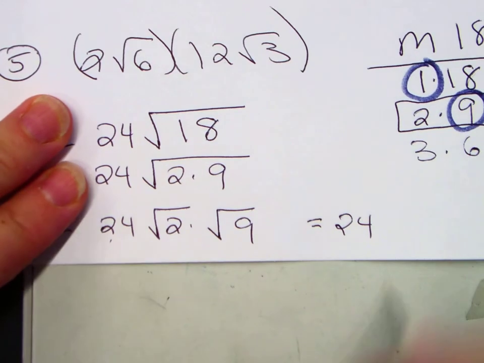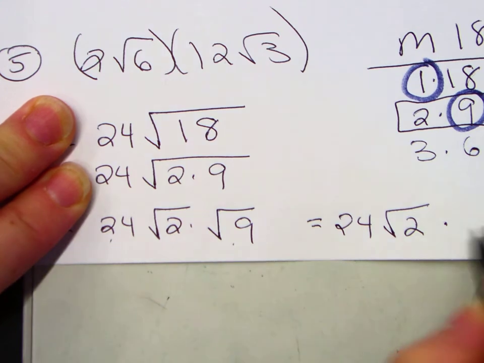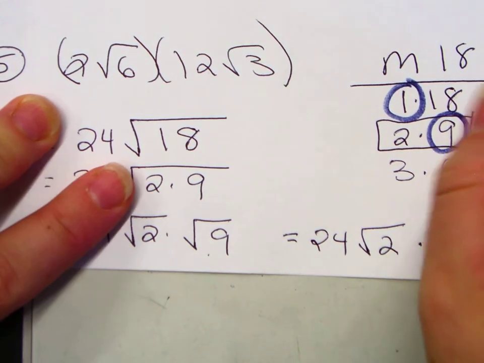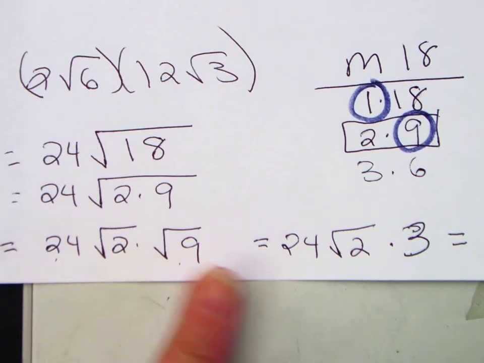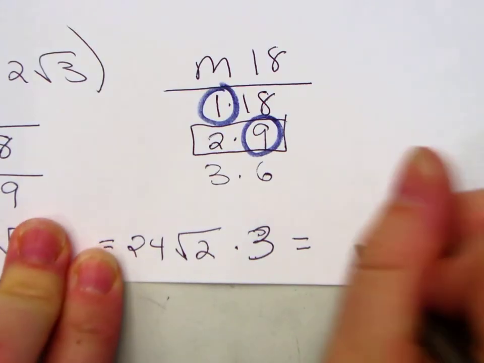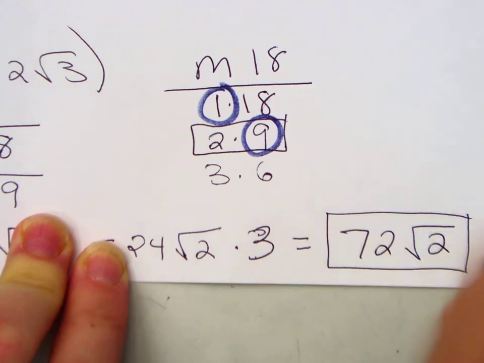Can I do anything to radical 2? Rewrite it. Can I do anything to 9? Yeah, the square root of 9 is 3. And then the last, I keep moving it. In the last step, these two numbers not under the radical can multiply. 24 times 3 is 72. So we get 72 radical 2. Okay, and that's it. We're done.